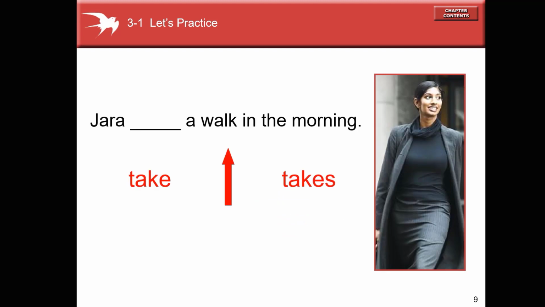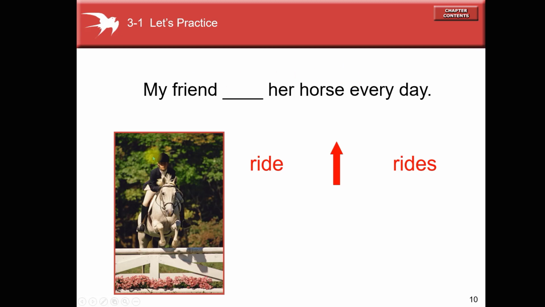Hada take a walk in the morning or takes a walk in the morning? Yes, takes a walk because Hada is she. Okay, and take the S. Let's continue. My friend ride her horse every day or rides her horse every day? Obviously, rides her horse because my friend is, in this case, he or she. Okay? What else?